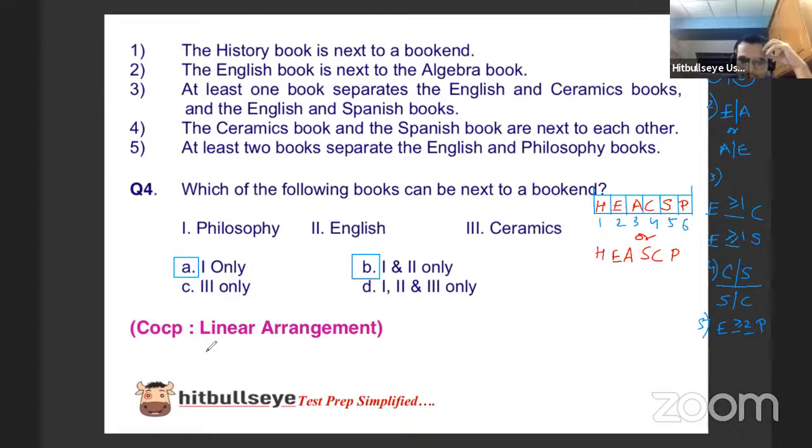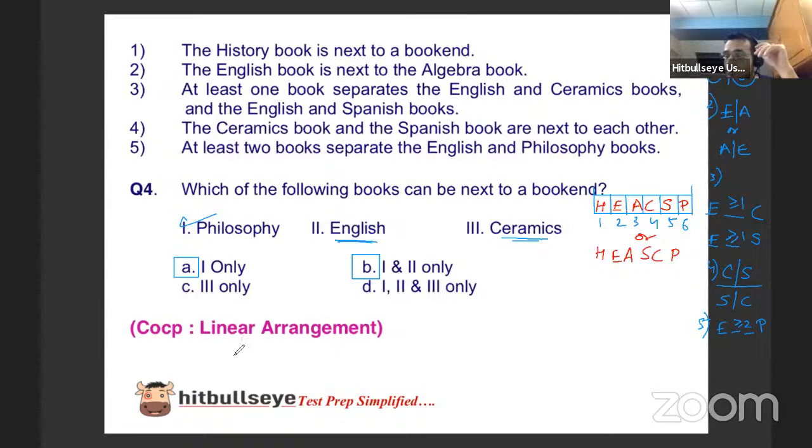All right, so let's solve this and see which is the right answer. Philosophy is definitely there, we have the answers from our previous question saying philosophy is there, definitely history is also there, but we have to check for English or ceramics, are these two also possible to have at the bookend, next to the bookend position, either 1 or 6? If yes, then our answers will come accordingly.